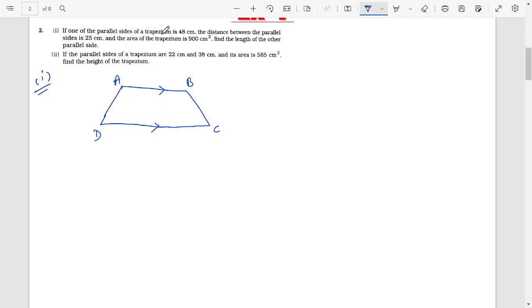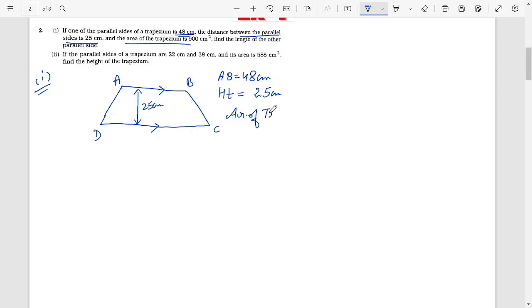One of the parallel side of trapezium is 48. Out of two parallel side, one is given 48. So let's say AB is given 48 centimeter. The distance between the parallel side is 25. AB and DC are the parallel side. Distance between these two sides is given 25. What is this distance called? In the previous question I told you, the distance between the parallel side is known as height, or we can call altitude also, or perpendicular. So height is given 25 centimeter. And the area of trapezium is given.